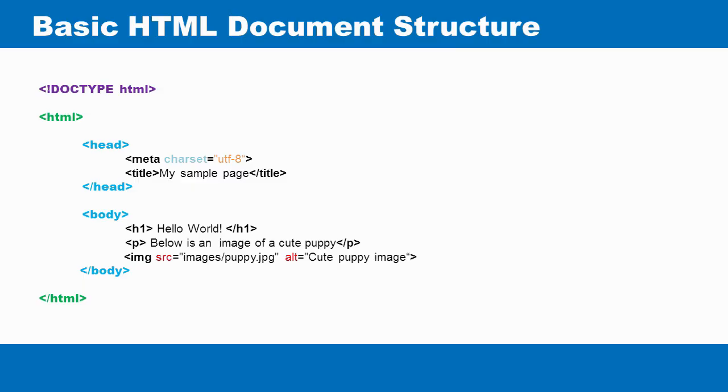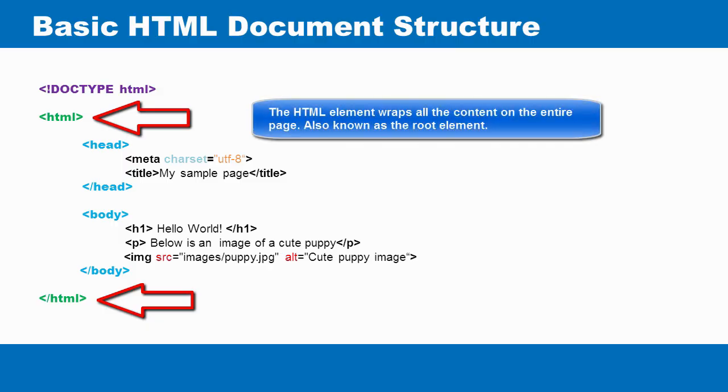Next, we have the HTML element. So we've got the opening HTML element and the closing HTML element. The closing element is identified with the slash before the tag is closed. The HTML element wraps all the content on the entire page, and it is sometimes known as the root element.